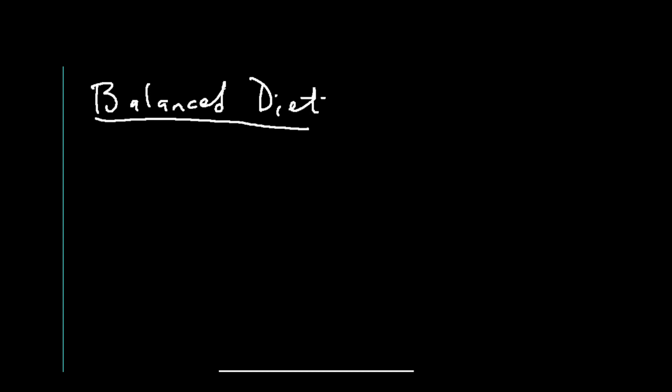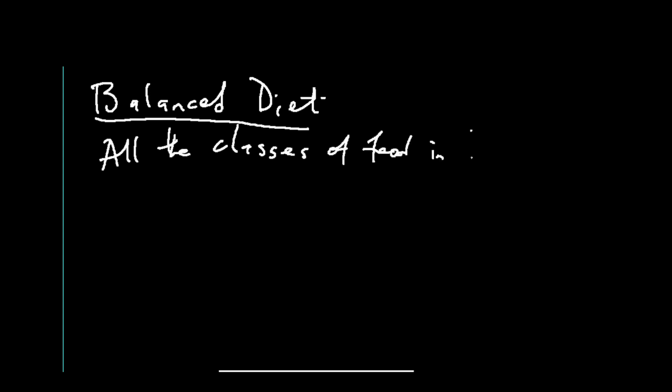So what is a balanced diet? A balanced diet is any food that contains all the classes of food in their right proportions. We have several classes of food, and they all have their functions.